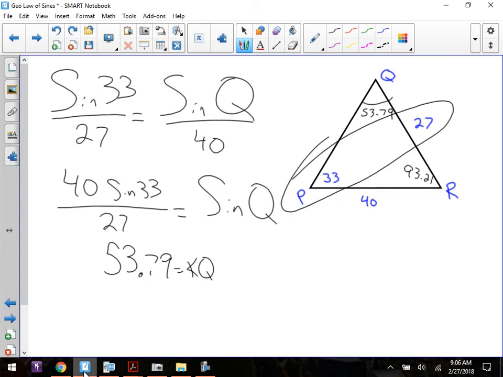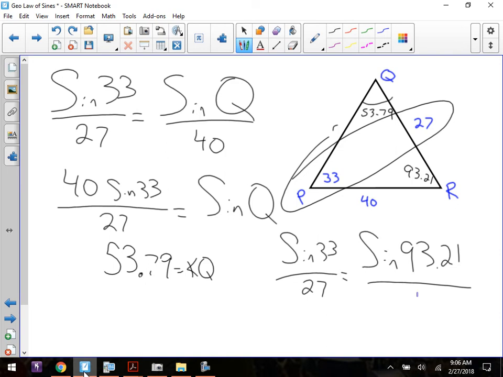And just like we did a second ago, we set it up again to find little r. Sine 33. Flattening out is going to make it r.